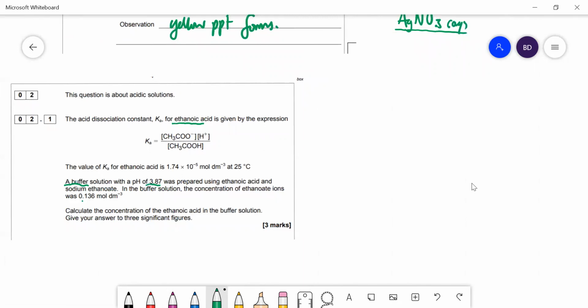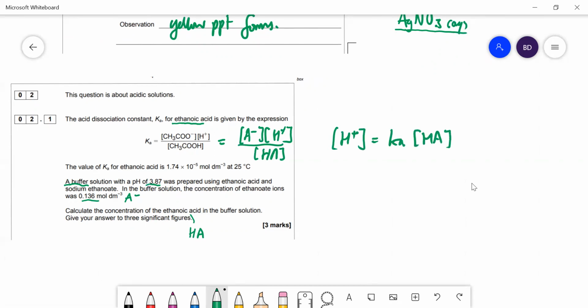They give you the concentration of the ethanoate ions, let's call that A-, and we've got to calculate the concentration of the ethanoic acid, let's call that HA. Normally when I do a buffer calculation, Ka equals A- concentration times H plus over HA, I rearrange that to give H plus equals Ka HA over A-. That's good practice for a normal buffer. We don't really need to do that in this case, because we just need to find the concentration of HA.